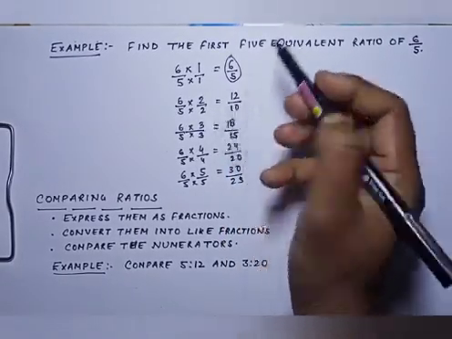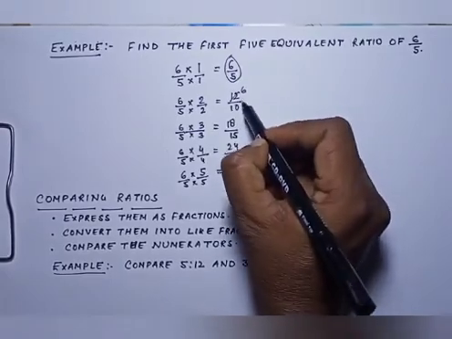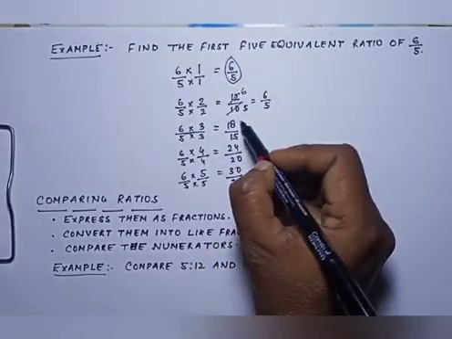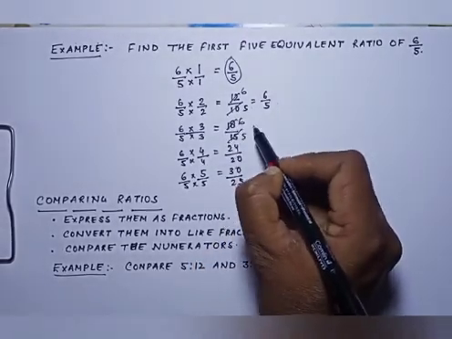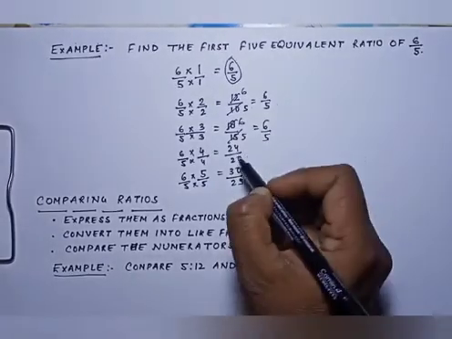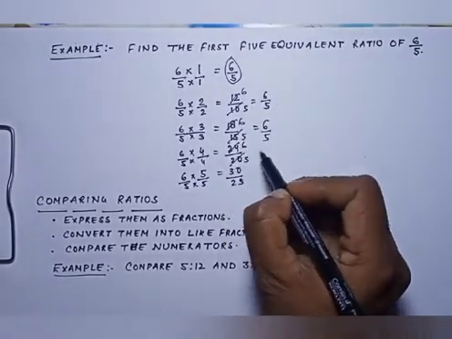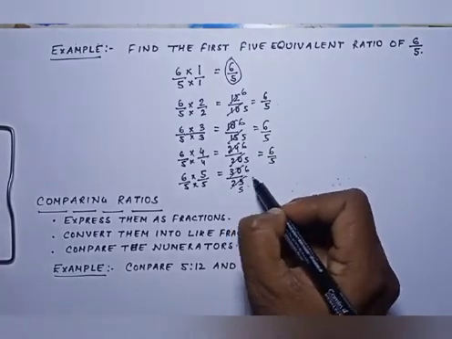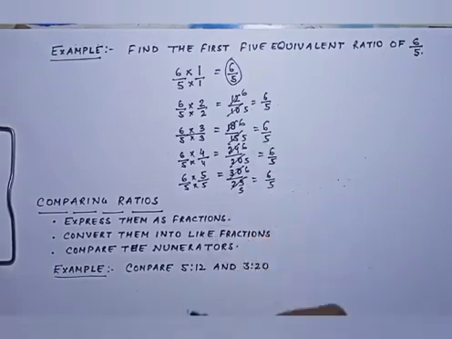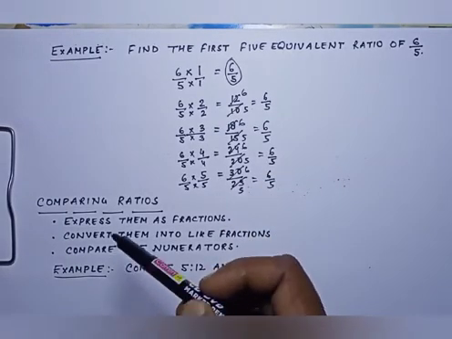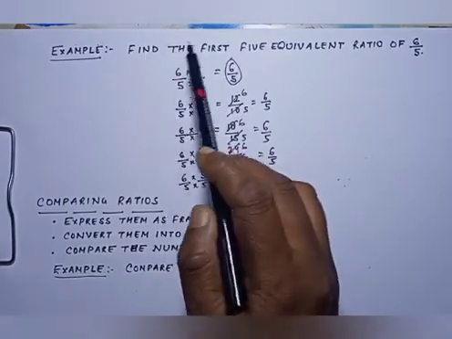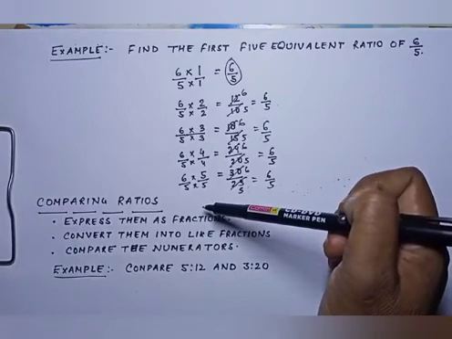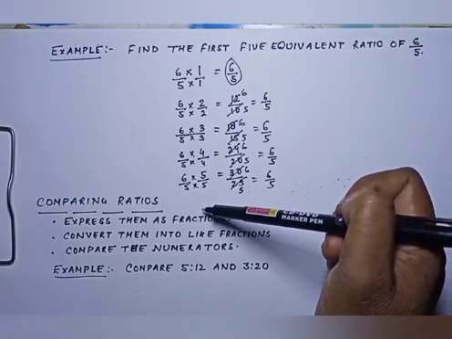Now let us check another one. 2 6s are 12, 2 5s are 10, so you are getting 6 upon 5 over here. Now 3 6s are 18, 3 5s are 15, so I am getting 6 upon 5 over here. 4 6s are 24, 4 5s are 20, so again I am getting 6 upon 5. And 5 6s are 30, 5 5s are 25. So this is the method of how you are going to find the equivalent ratios. If 10 is given, you are going to find the equivalent ratios up to 10. I hope it is clear to everyone.